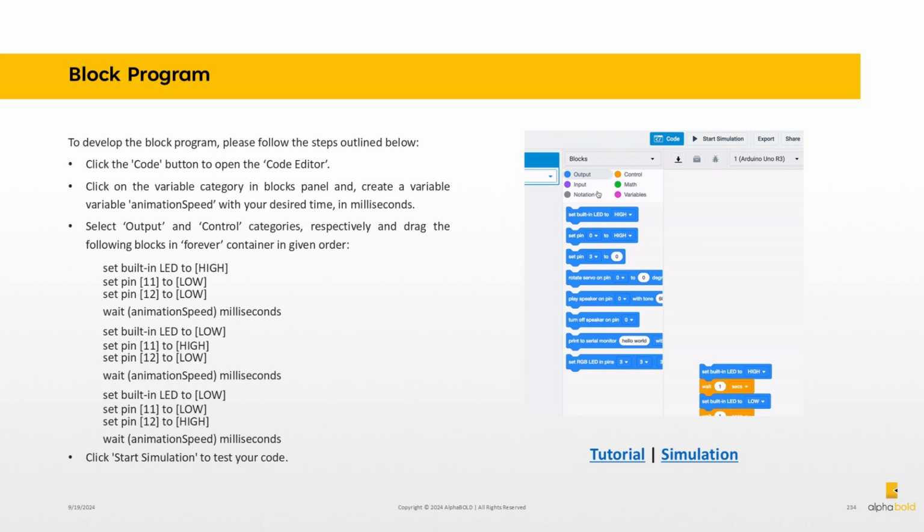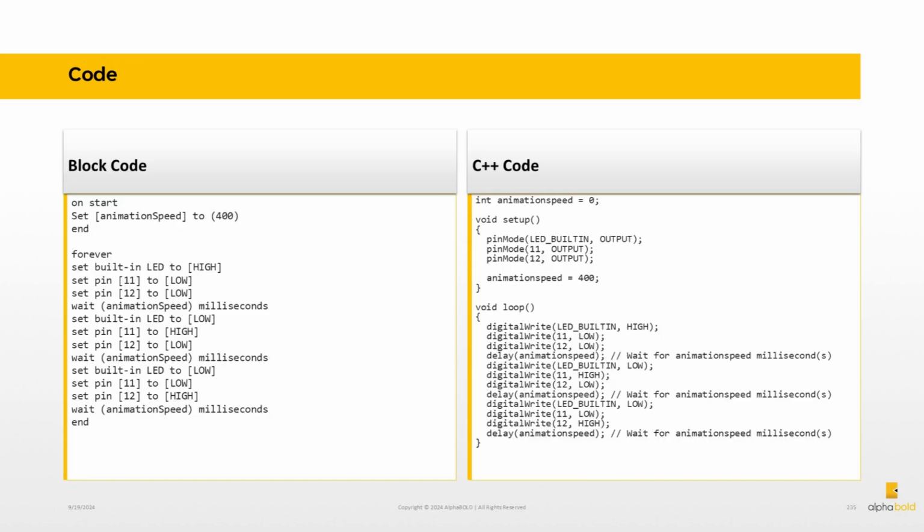Wait animation speed milliseconds. Set built-in LED to low. Set pin 11 to low. Set pin 12 to high. Wait animation speed milliseconds. Click Start Simulation to test your code. You can view the block code and equivalent C++ code here.